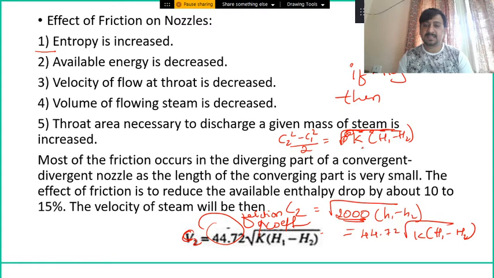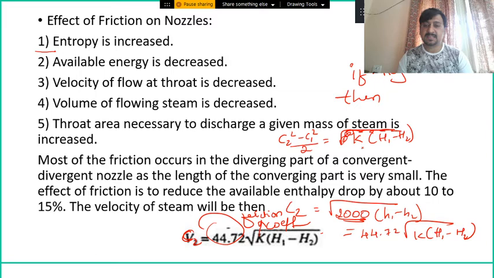So the velocity of steam at nozzle exit: C2 square is equal to 2000 (H1 minus H2) plus C1 square. So C2 equals root of 2000 (H1 minus H2) plus C1 square. If we neglect this term, then only we arrive at 44.72 root of (H1 minus H2). The efficiency of nozzle I also described in the last video.